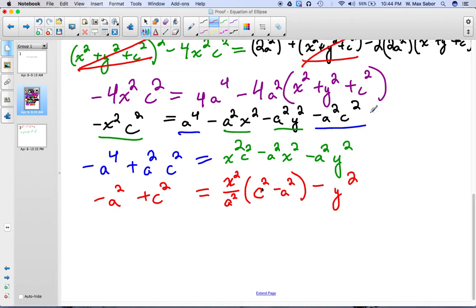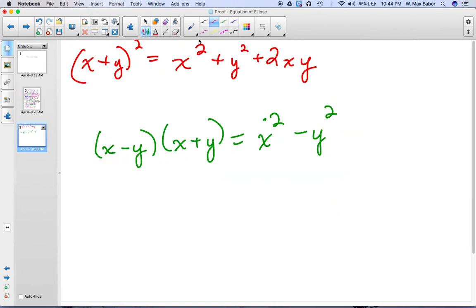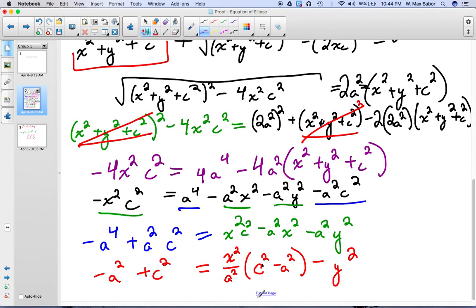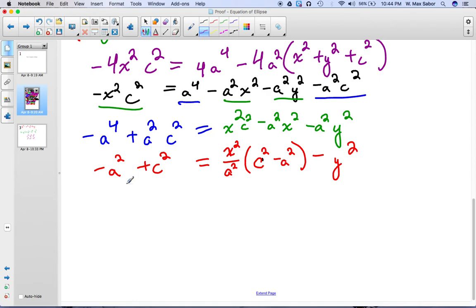We have a substitution that we learned before, that we were told that c squared in ellipses is a squared minus b squared. Well, if we subtract a squared from both sides, we get c squared minus a squared equals negative b squared. So putting that in here, we have c squared minus a squared is negative b squared.